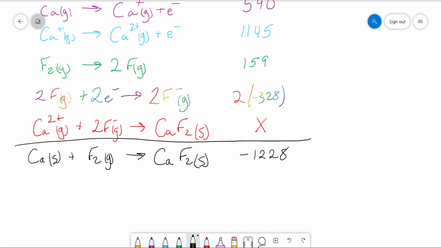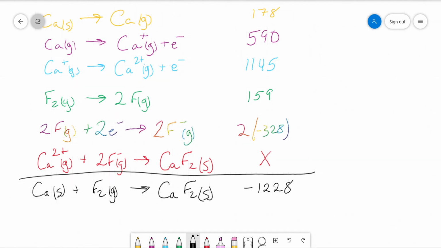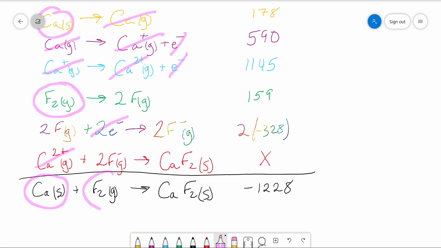So let's see how this all adds up. I want to get through this video. Okay, calcium solid stays there. Calcium gas cancels. Calcium plus gas cancels. Calcium 2 plus gas cancels. These two electrons, they cancel there. F2 gas, that stays. 2F gas, that cancels. 2F minus gas, that cancels. And that stays. Okay.